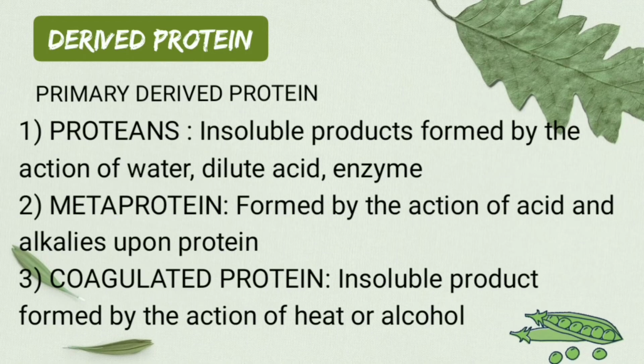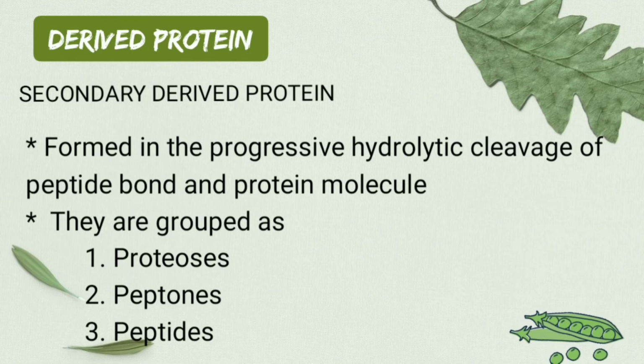Proteans are insoluble products formed by the action of water, dilute acids and enzymes on protein. Metaproteins are formed by the action of acid or alkalis upon protein. And finally, coagulated protein, which is formed by the action of heat or alcohol on protein. Secondary derived proteins are formed by the hydrolytic cleavage of peptide bond in protein molecule. They are grouped as proteoses, peptones and peptides.